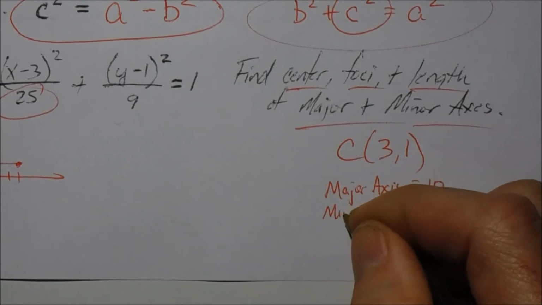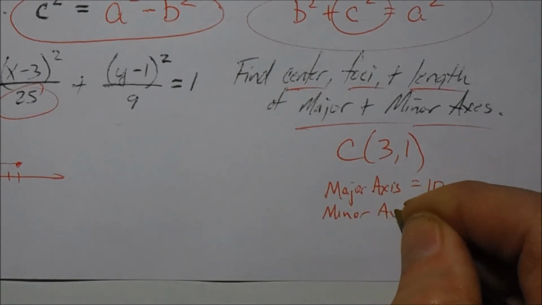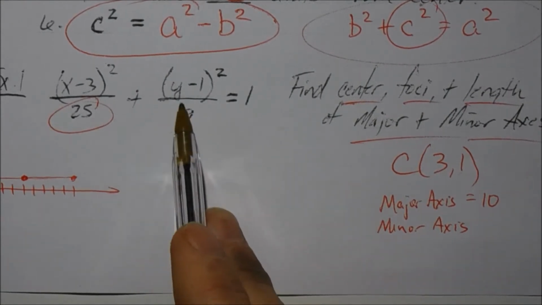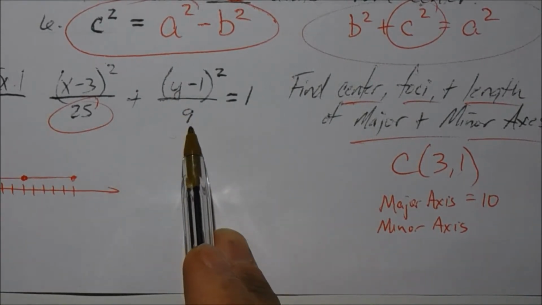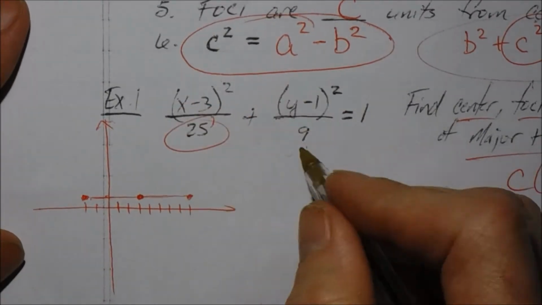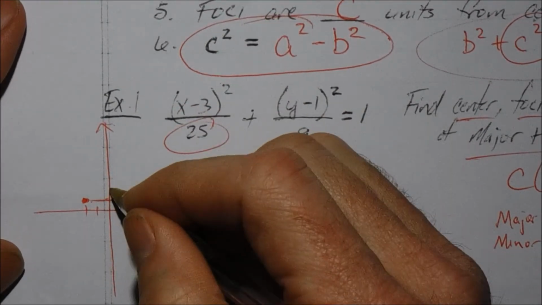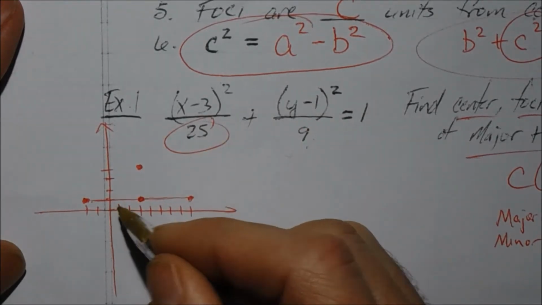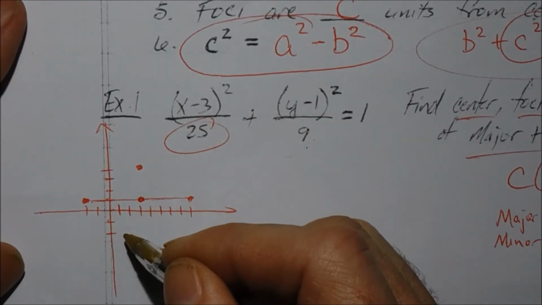All right. The minor axis, okay, we go to this number. Okay, so this tells us move up and down how many units? 3 units. Square root of 9 is 3. So I'm going to go up 1, 2, 3. Okay, and down 1, 2, 3.